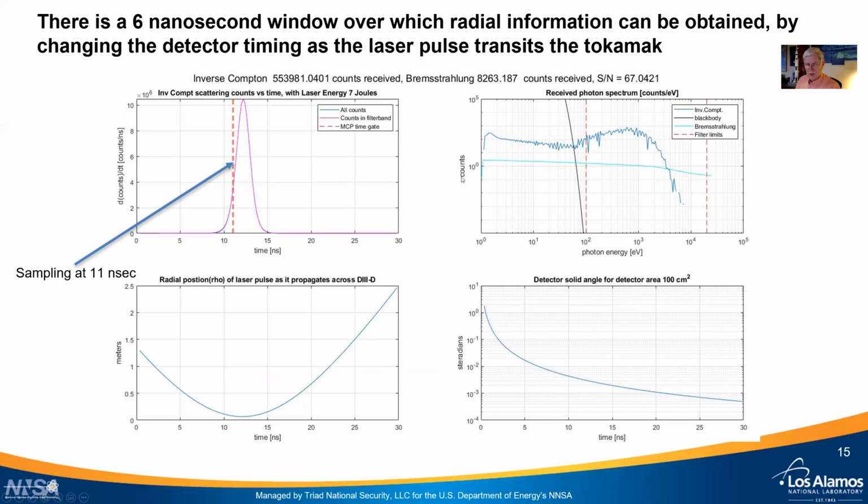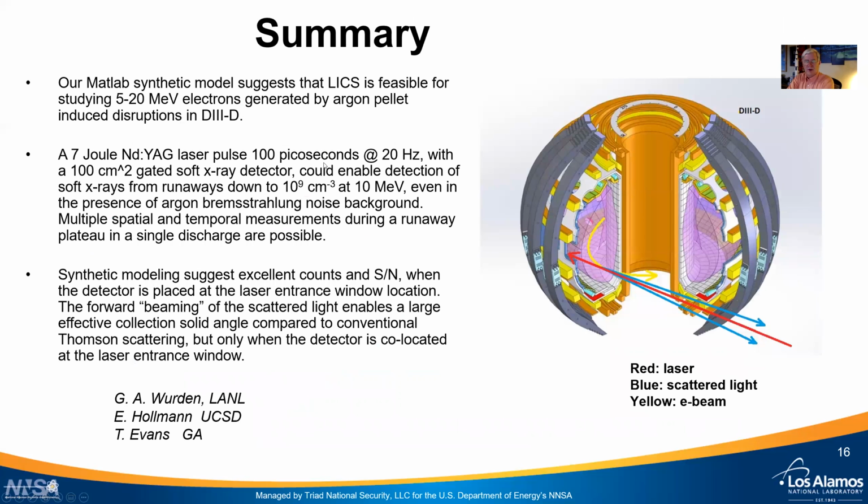And so in summary, our MATLAB model suggests it is feasible to do this measurement. We have case studies for various conditions. And again, to summarize, here in yellow is the runaway E-beam, going toroidally, I should say, and the laser beam assumed to be tangential, incoming head-on into it, and the scattered light coming back towards the entrance window. That's what we'd like to do.